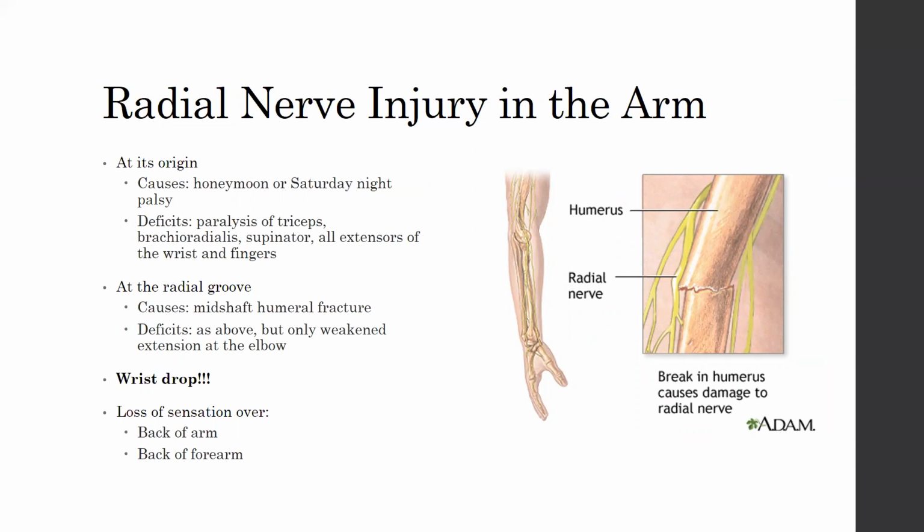If you injure it at the radial groove, from a mid-shaft fracture as shown in the picture, the deficits are similar to above, especially more distally, except you're only going to get weakened extension at the elbow because you're only going to be affecting one of the heads of the triceps and the other 2 heads won't be affected. And you get wrist drop, which is one of the really important things, triple exclamation mark, that you need to know. Wrist drop from radial nerve injury in the arm. Also you'll get loss of sensation over the back of the arm and the back of the forearm.